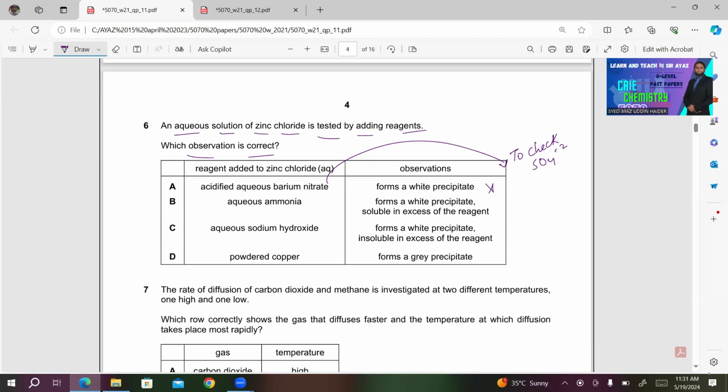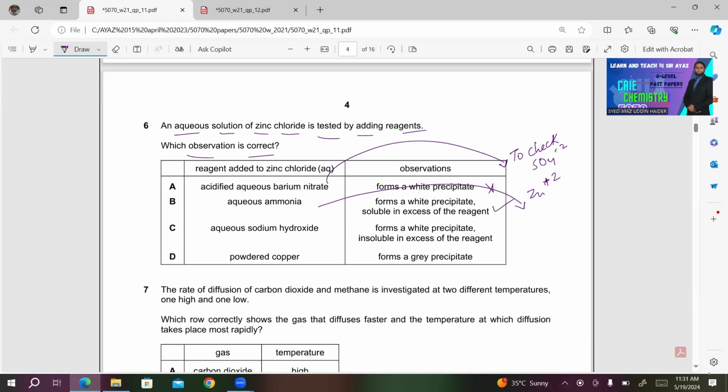B, aqueous ammonia. Observation: forms a white precipitate soluble in excess of the reagent. This looks correct to me because this is used to test the presence of the Zn2+ ion. This is the test for the Zn2+ ion.